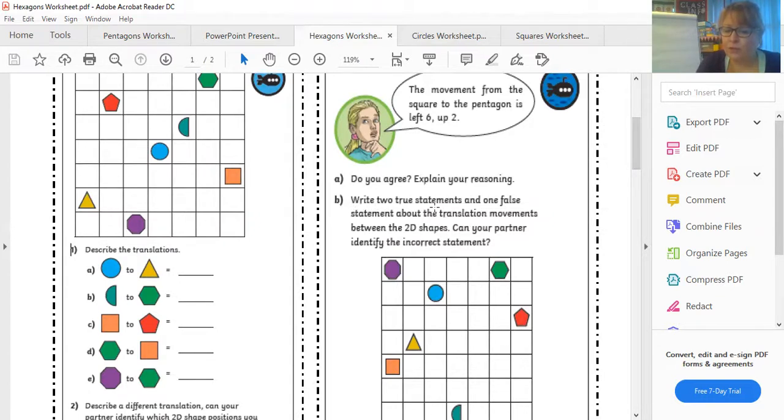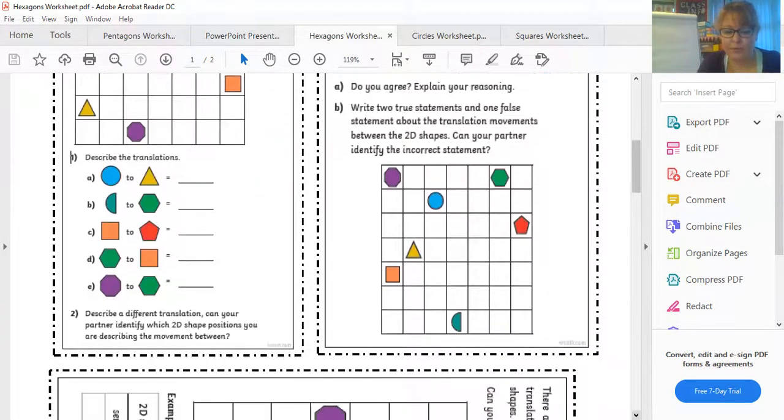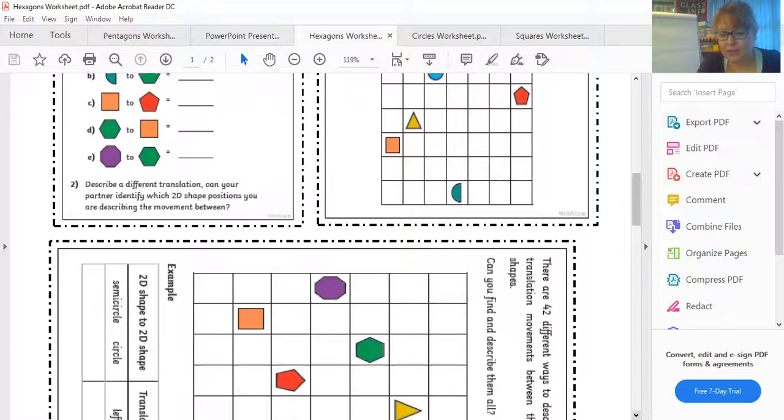B says write 2 true statements and 1 false statement about the translation movements between the 2D shapes. It does say, can your partner identify the incorrect statement? But what I'd like you to do is write 2 true, 1 false, and then ask somebody else in your house if it's correct or not. Or you could send it to me if you wanted to, and I would have a look for you. It's not a problem.